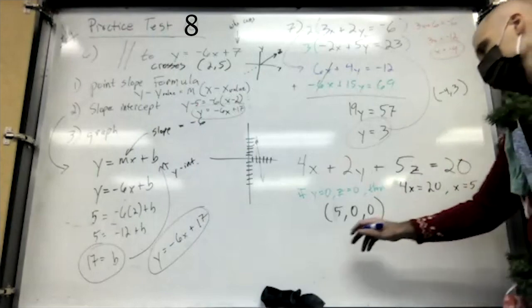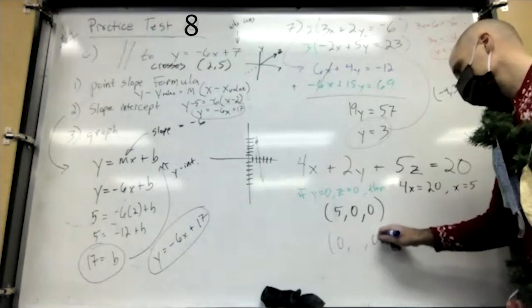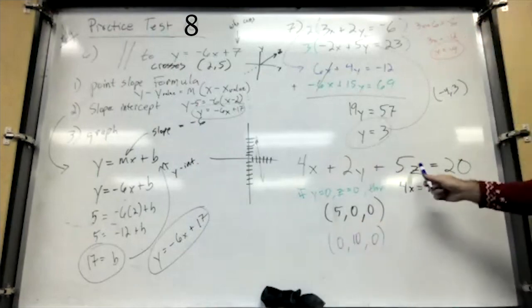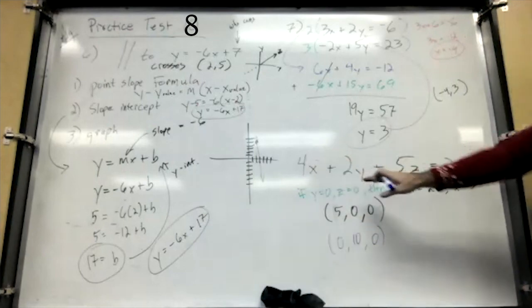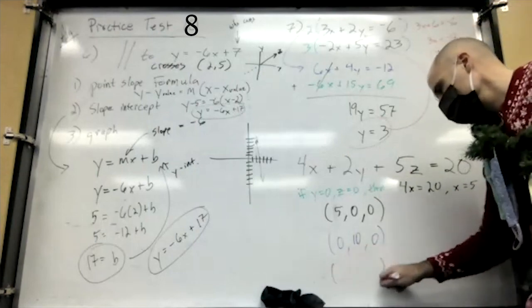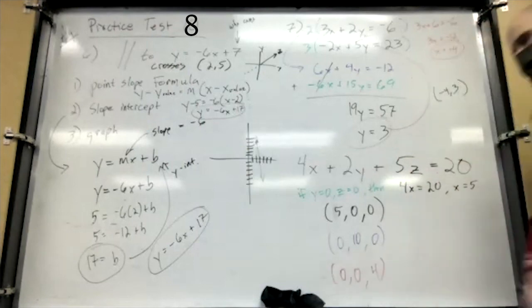So if I did this, then I get y equals 10, right? Because when you set those to 0, it's nice. You just ignore them. 2y equals 20, y equals 10. Okay, last one. Set x and y to 0, z equals 4. See how I'm getting those?